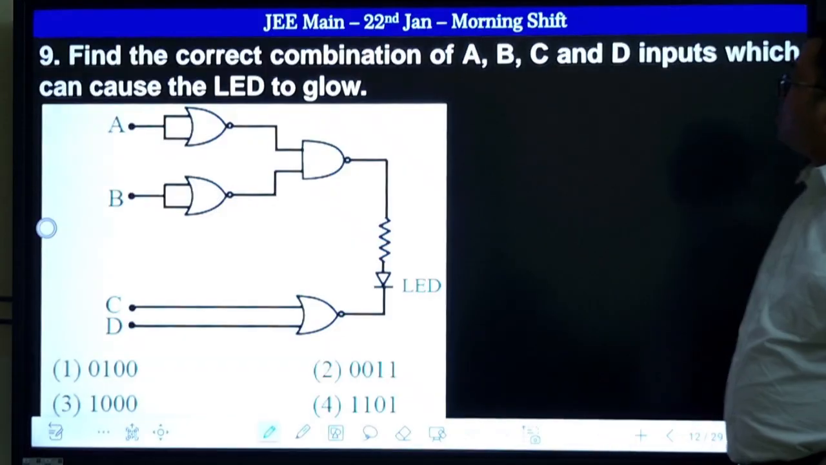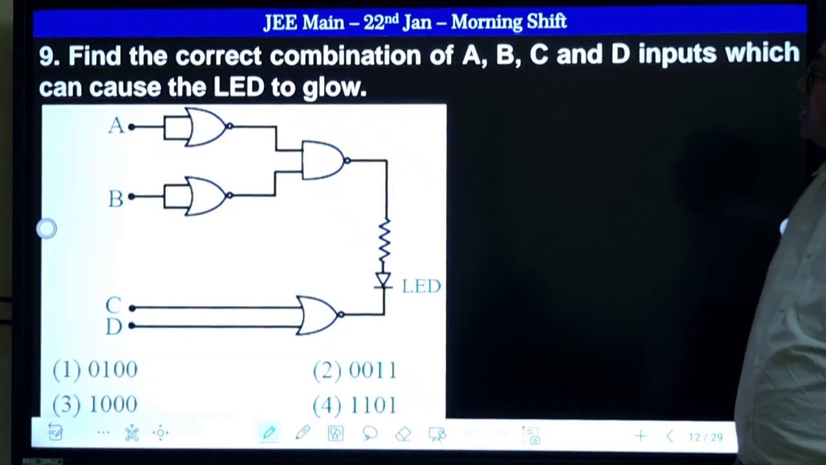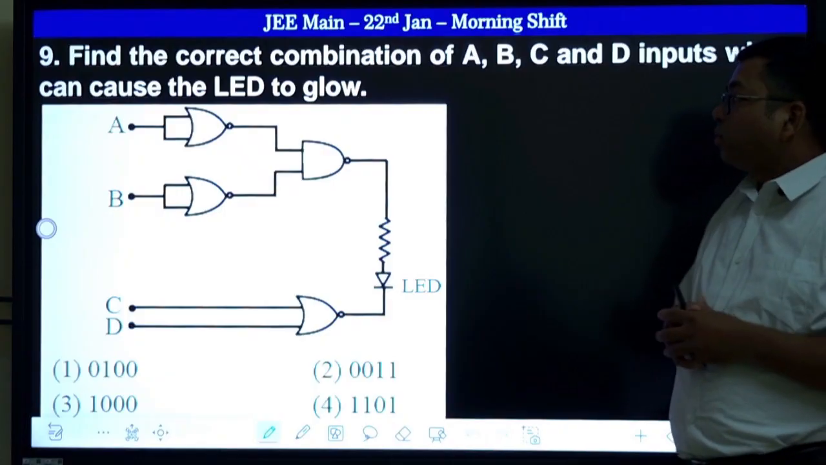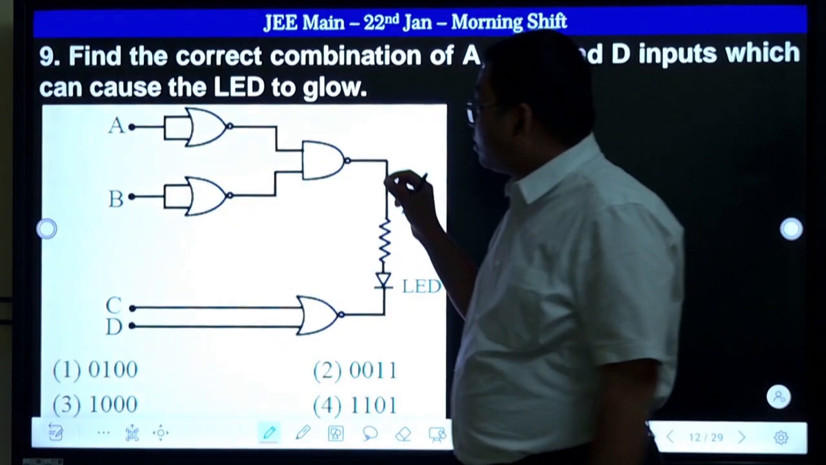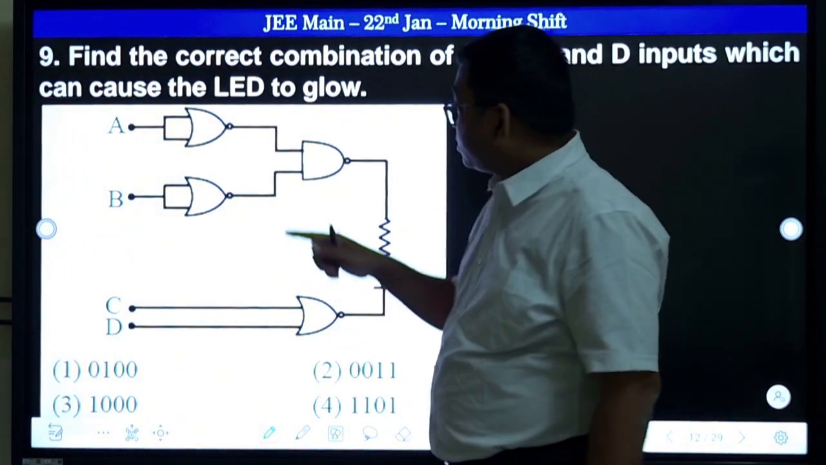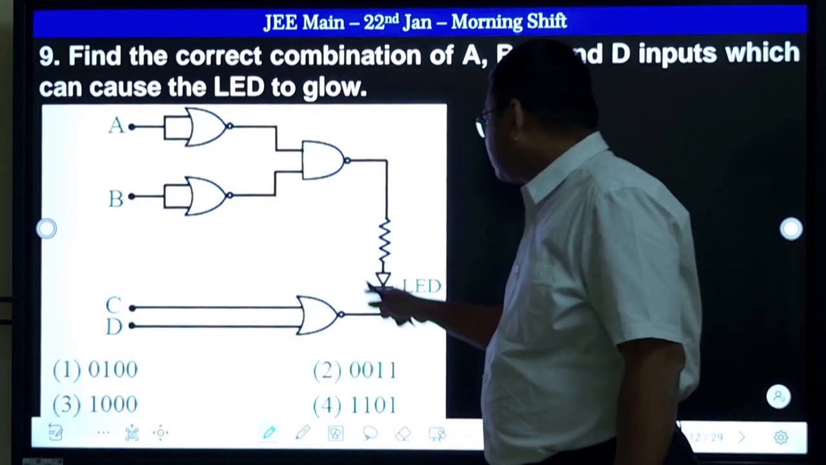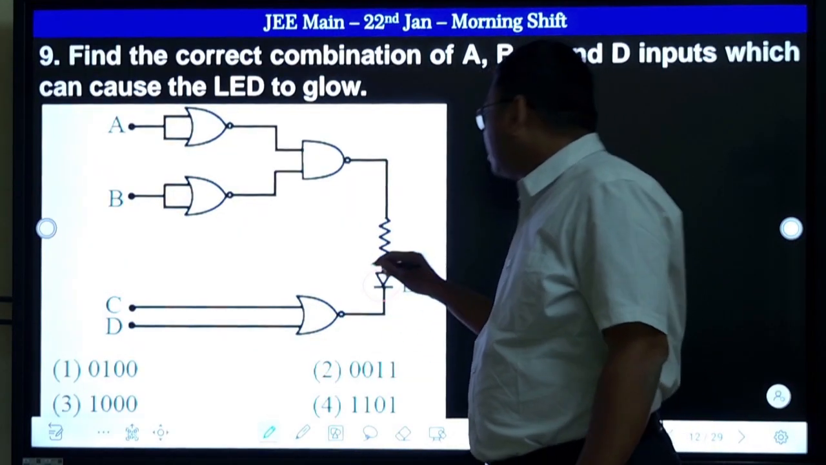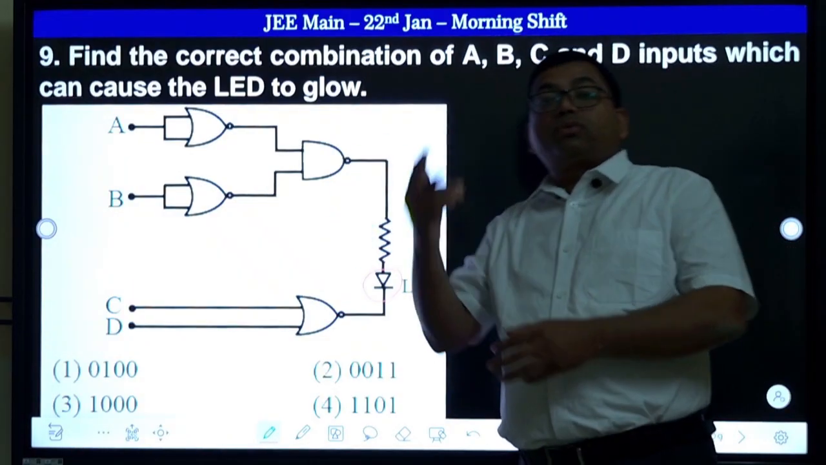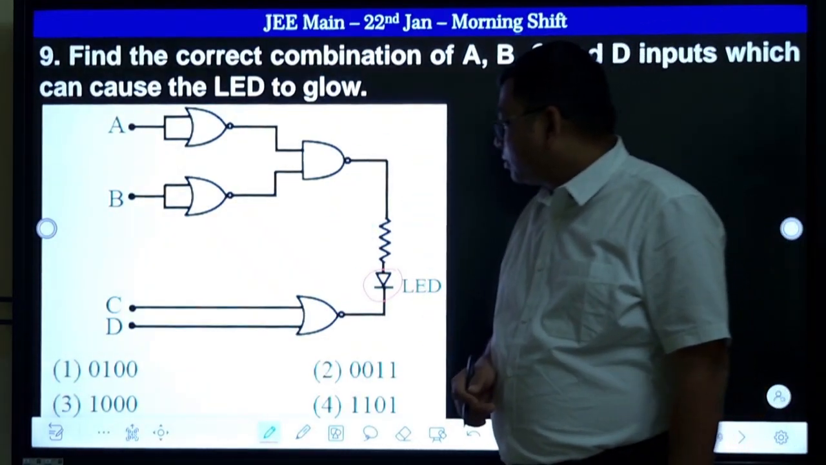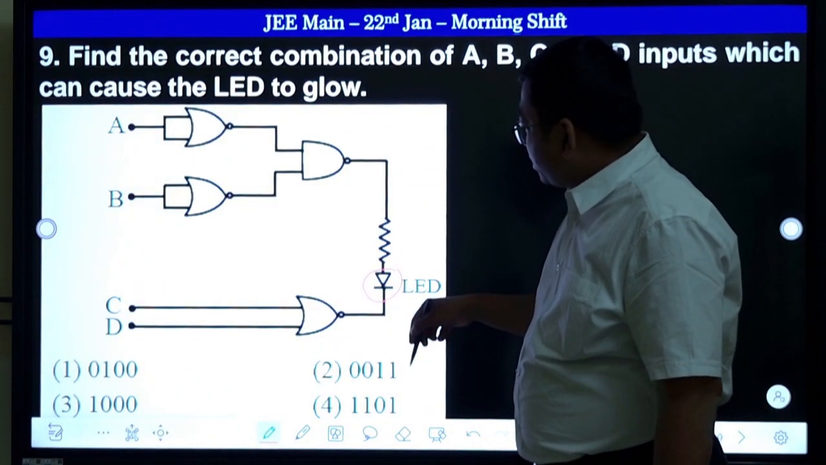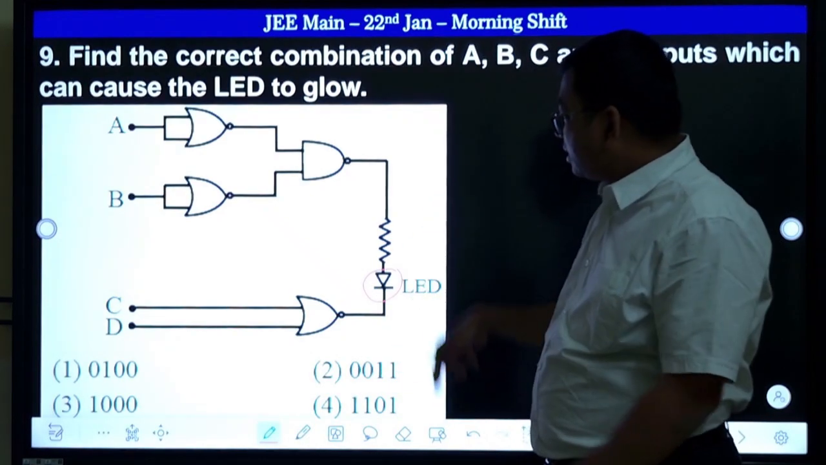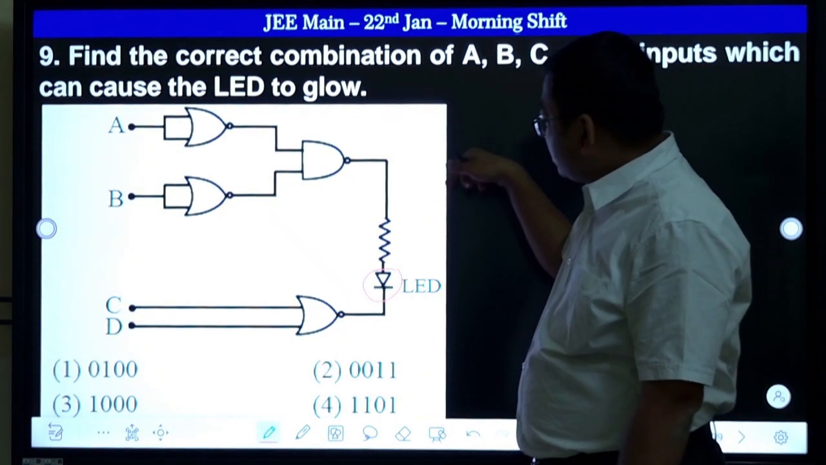Find the correct combination of A, B, C, D inputs which can cause the LED to glow. This question we have to understand. LED to glow. Where is LED? We have to see in the circuit. This is LED. So this LED is a device which will glow when current will pass through it, right? So current pass through it means what? So if current has to pass, this forward bias only current will pass, right? So current has to go this way.